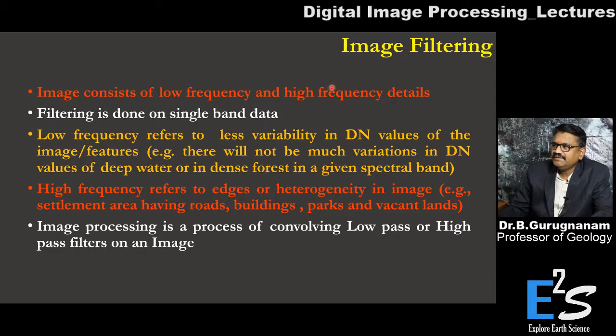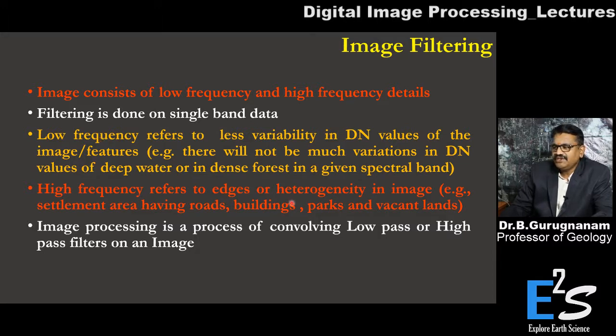Let us see image filtering. An image consists of low frequency and high frequency values. Filtering is done on a single band, not on multiple bands. Low frequency refers to less variability of DN value in the image. For example, there will not be much variation in DN values of deep water or dense forest. So not much variation you will find. That is where you have to suppress the low frequency.